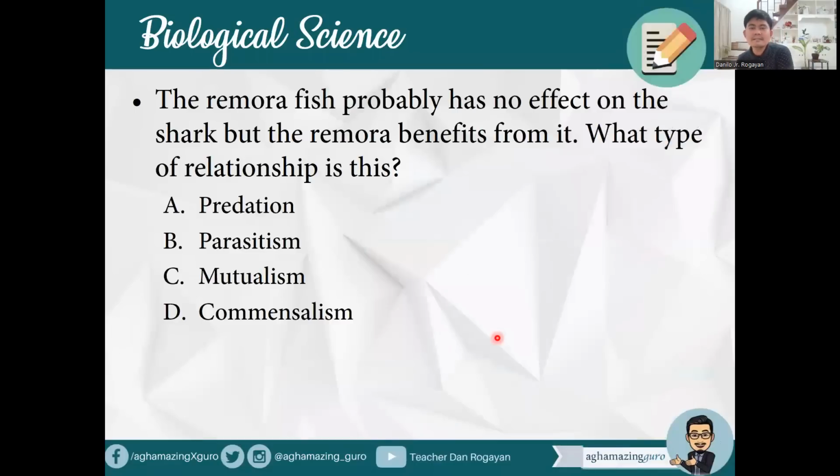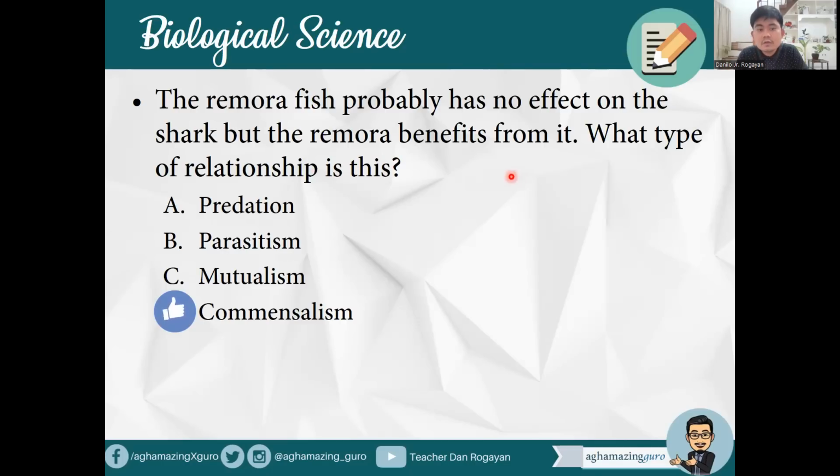So the remora fish probably has no effect on the shark, but the remora benefits from it. What type of relationship is this? Predation, parasitism, mutualism, or commensalism? Pag nakita remora and shark, I can see C, I can see D. I can see mutualism. Okay. Actually, it's commensalism. The remora fish has no effect on the shark, but remora benefits from it.